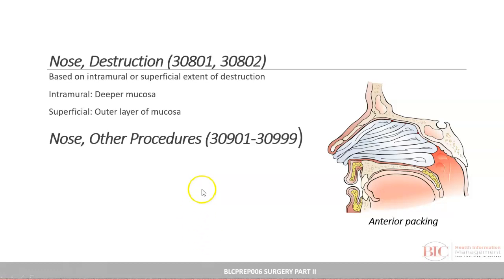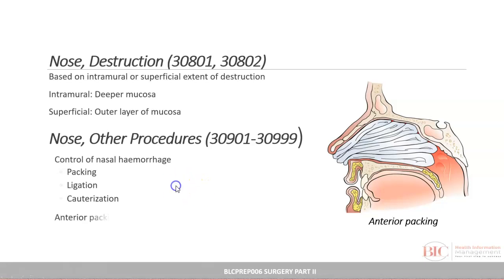Other nose procedures, your range of codes are going to be 30901 to 30999. Here you will find your codes for nasal hemorrhages, and that's spelled wrong. You need to correct that. Nasal hemorrhages, this is where you'll find your nosebleeds for the packing, ligation, or cauterization. Your anterior packing is placed through the nose, and your posterior packing is placed at the very back of the throat.